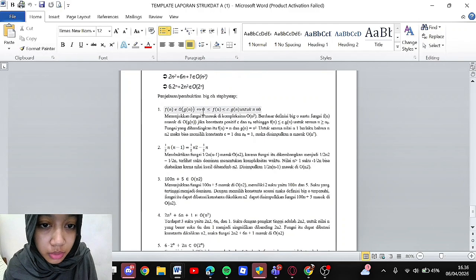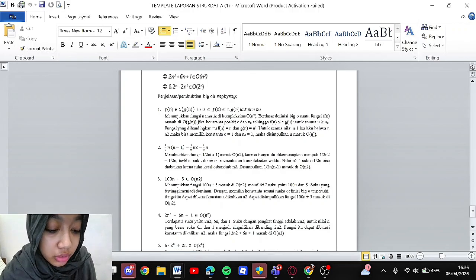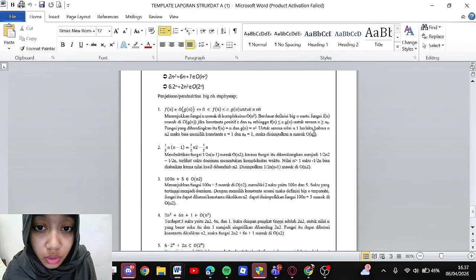First, we prove that n belongs to O(n squared). According to the definition of big O, a function f(n) belongs to O(g(n)) if there exist positive constants c and n0 such that f(n) is less than or equal to c multiplied by g(n) for all n greater than or equal to n0. In this case, f(n) equals n and g(n) equals n squared. For all n greater than or equal to 1, n is less than or equal to n squared, therefore we can choose c equal to 1 and n0 equal to 1. So we conclude that n belongs to O(n squared).